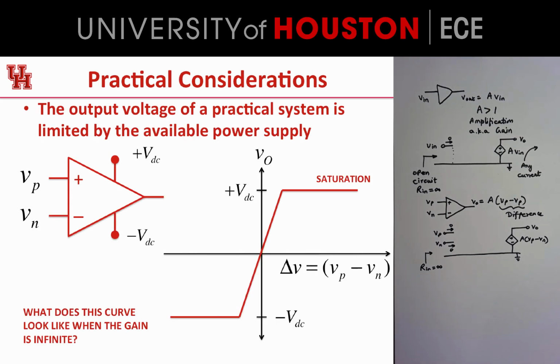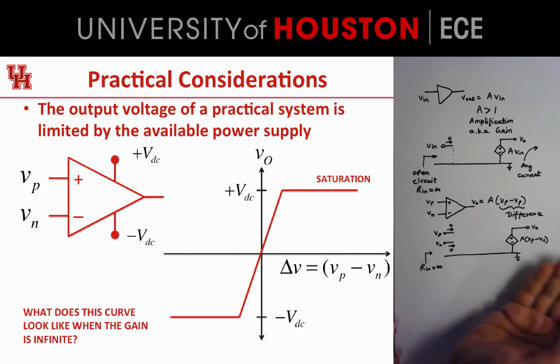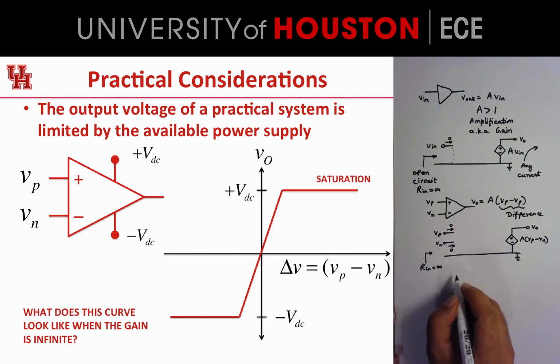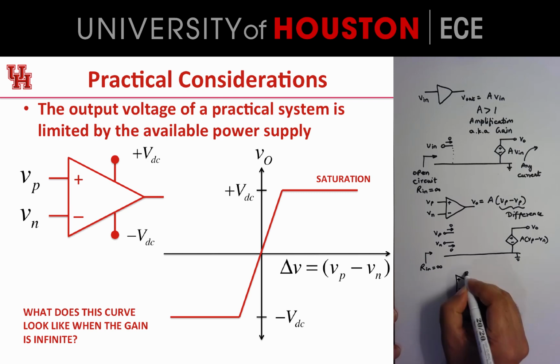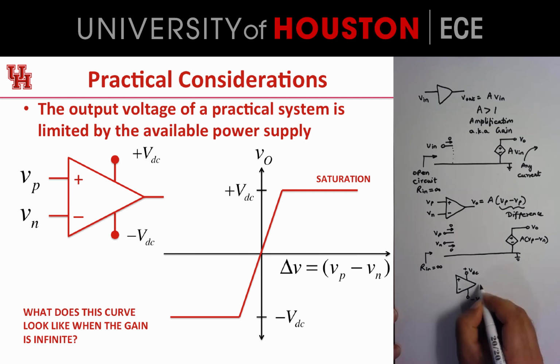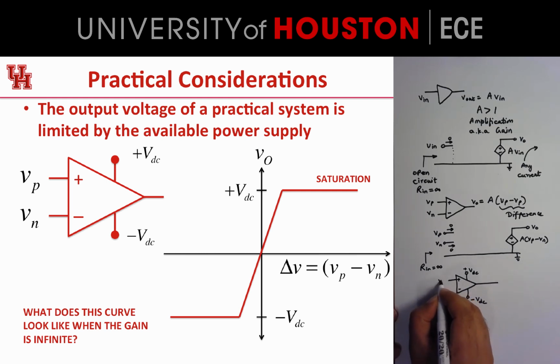So now in the real world, one of the things that's going to happen is that we cannot get infinite voltages. So an op amp is going to be supplied with a voltage source. Typically we have two voltage sources, a positive voltage source, which we call plus VDC, and a negative voltage source, minus VDC. And of course we've got the two inputs, VP and VN, and then there is an implied ground in all of our circuits.